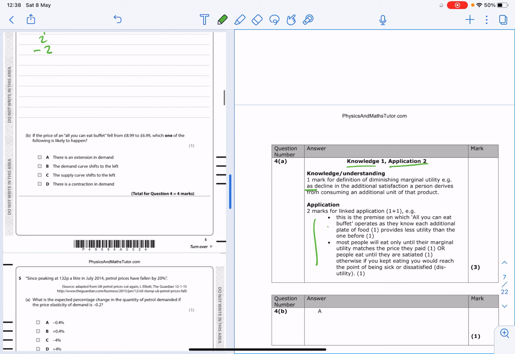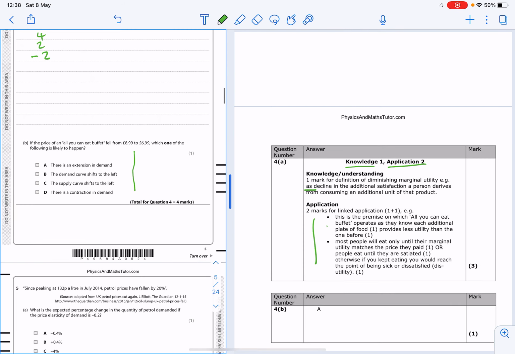And then we've got another one related to the buffet. If the buffet falls in price, well, that's one not to get confused by. That's just a very straightforward demand curve. If the buffet falls in price, then we're going to move along the demand curve, where the arrow is, and that's known as an extension in demand.